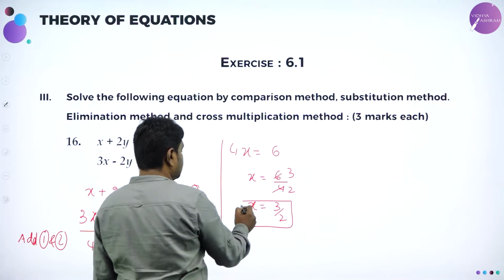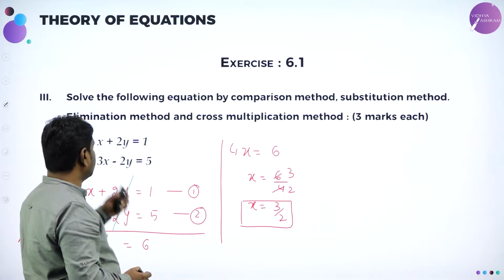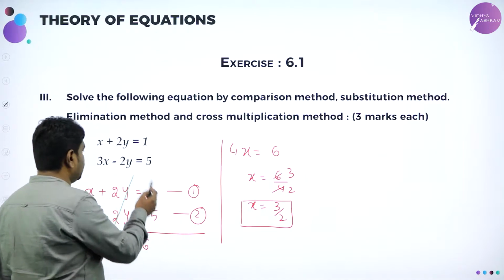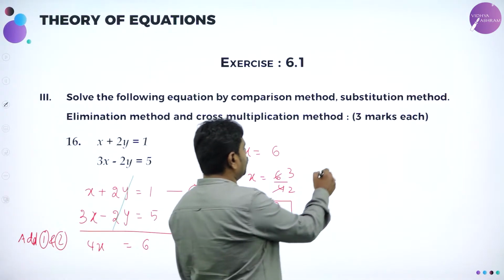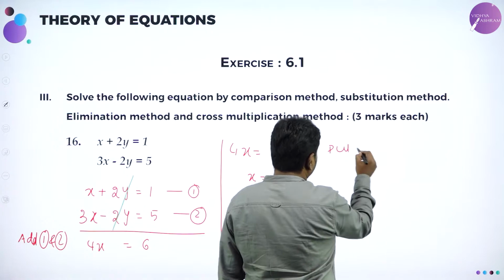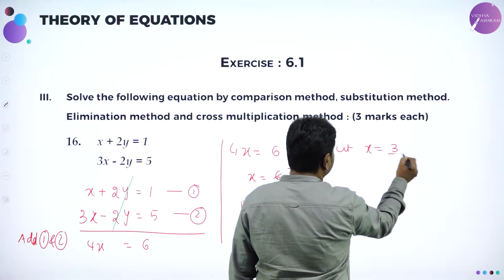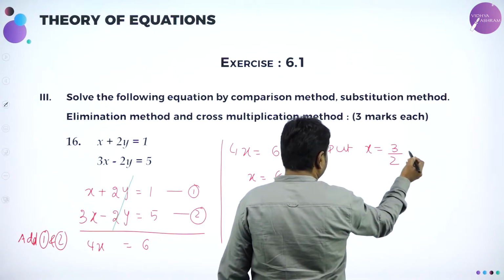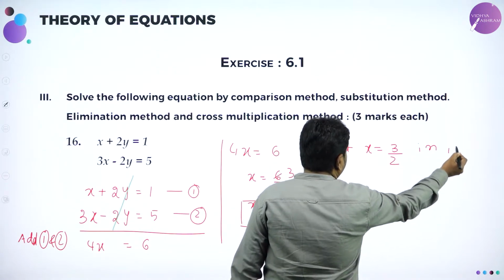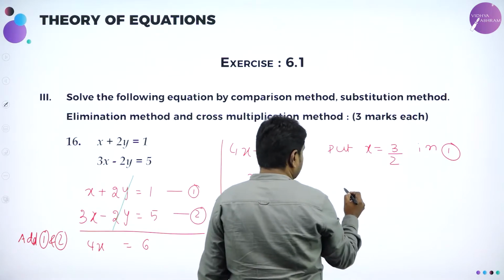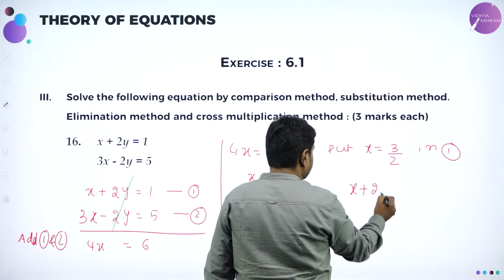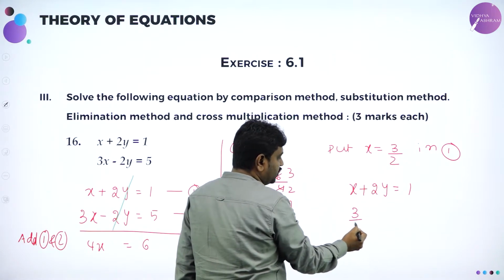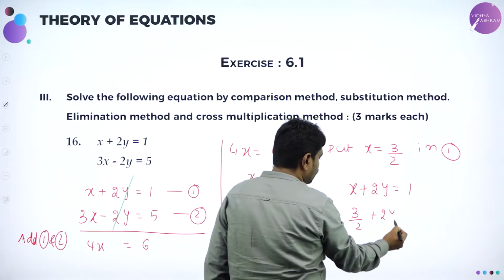You got value of x. Put the value of x in any one of the equation to get y value. I'll substitute x value in equation 1. So put method of substitution. Put x is equal to 3 by 2. We eliminated y here. We got x and we are putting x is equal to 3 by 2 in equation 1. What is equation 1? x plus 2y is equal to 1. In the place of x, put the value of x. So 3 by 2 plus 2y is equal to 1.